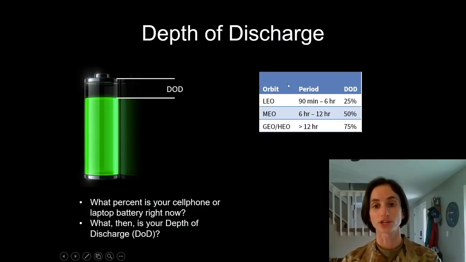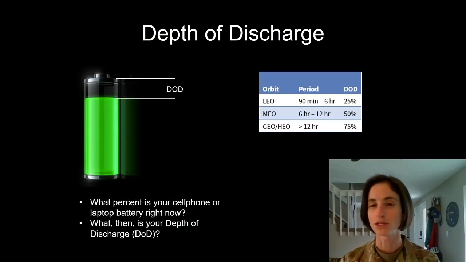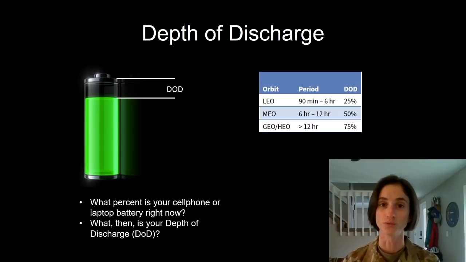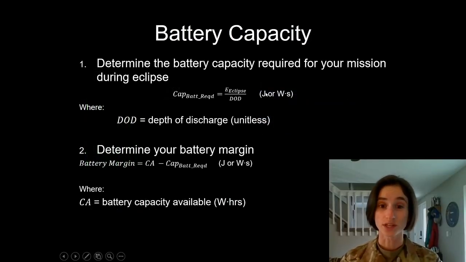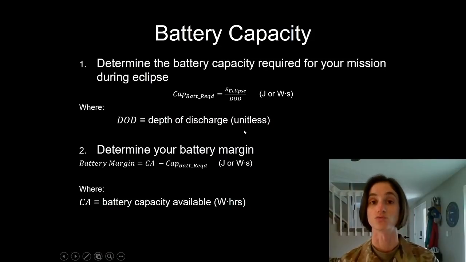For your design projects, you are all hanging out here in LEO, so your depth of discharge will be capped at 25%. That means you can't discharge your batteries any more than 25%, or else you risk a lot of damage or shortening their life more than you would want. You're going to use that depth of discharge to calculate the capacity of your batteries that is required.